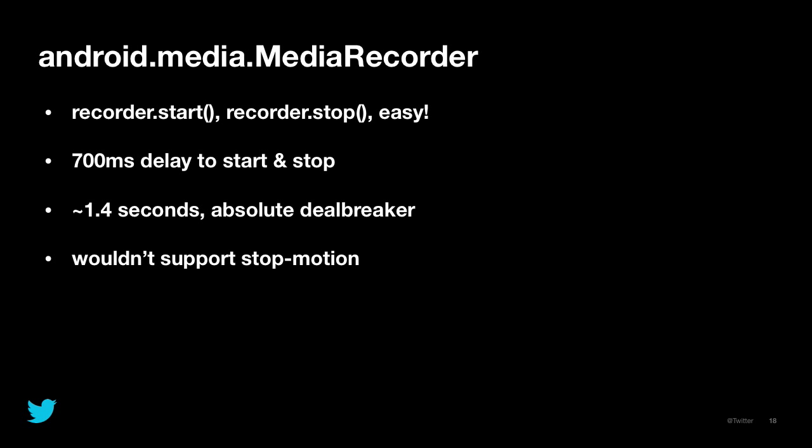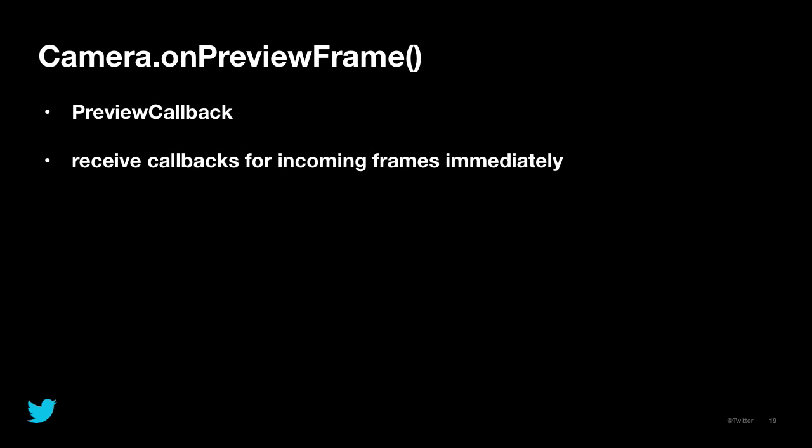So, really what makes Vine Vine is these elements: being able to take really short cuts and being able to loop it. It was a sad day when we looked at this and we were like, okay, it turns out the camera provides this callback called onPreviewFrame.